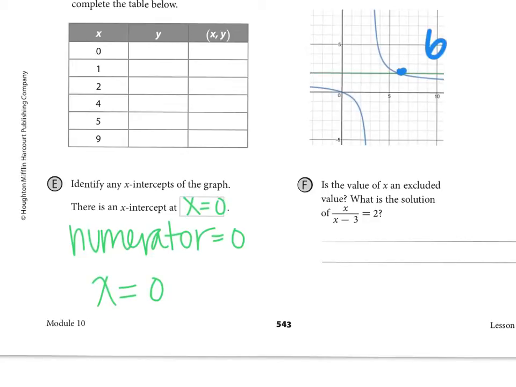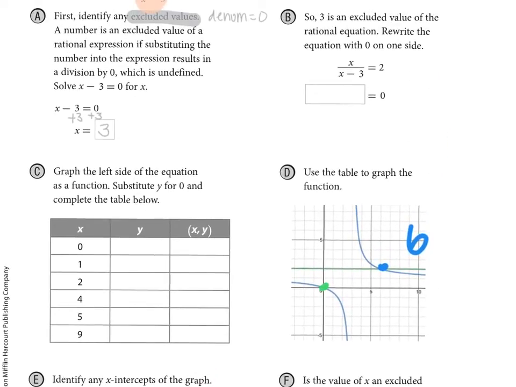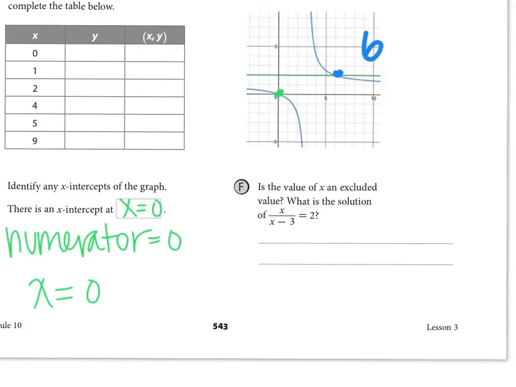And if we look at our graph here, that makes sense because my blue graph obviously crosses the x-axis at 0. So the last question is, we need to make sure that our x value, our solution of 6, is not an excluded value. The excluded values come from my asymptotes or my restricted values. Well, the only restricted value we had, or excluded value, was 3. So obviously that's not my answer, so my answer to my problem would be 6.